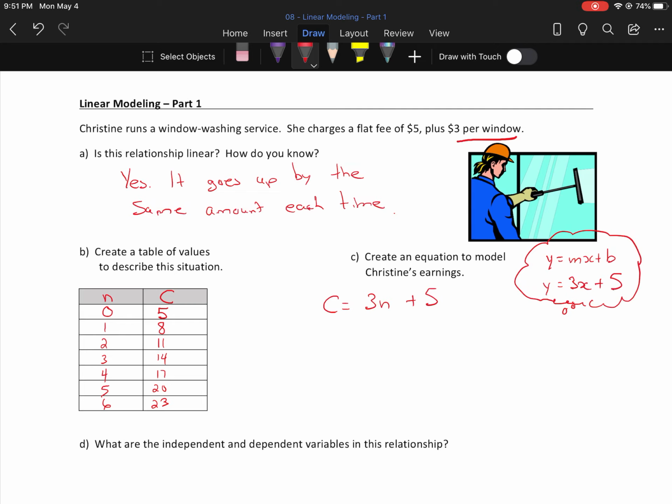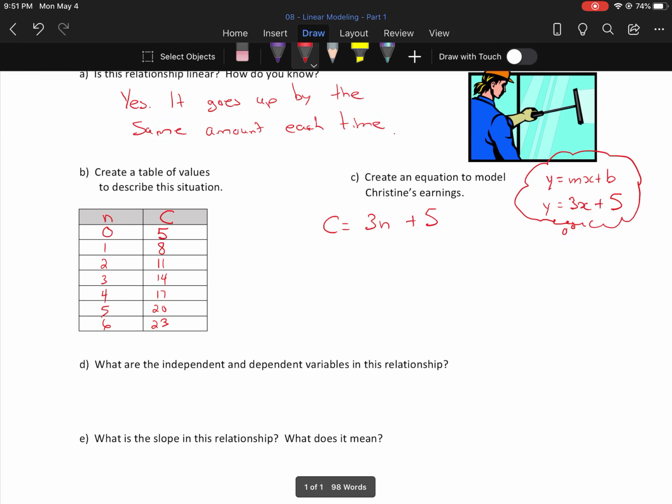How are we going to get the charge for Christine? Well, she's going to go $3 times the number of windows, and then she's going to add her $5 flat fee. What are the independent and dependent variables?